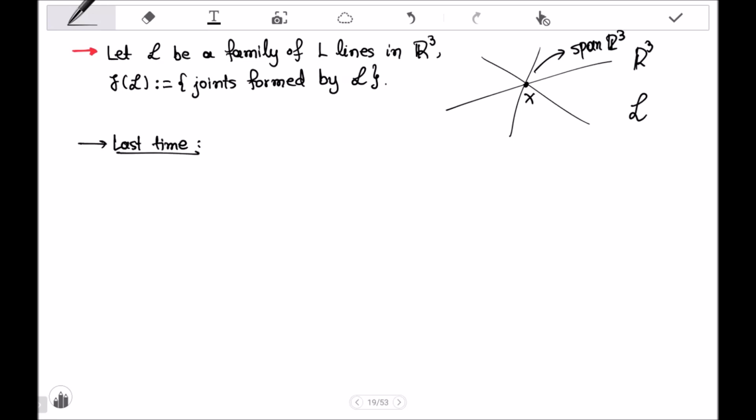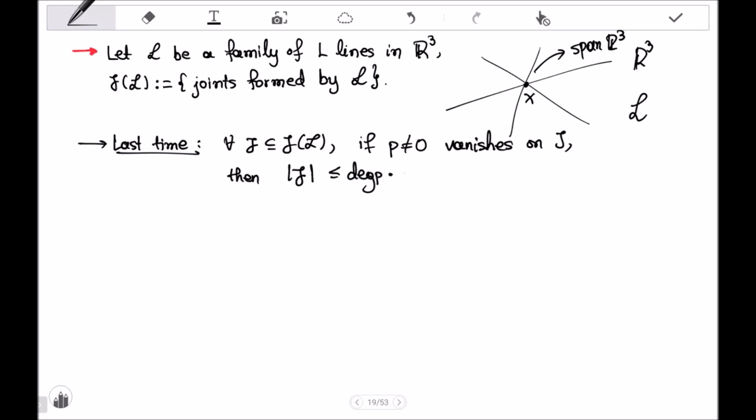We proved the lemma that controls the number of joints that we're looking at according to the degree of a polynomial that vanishes there. So that for every J subset of the set of joints, if we can find a non-zero polynomial vanishing there, then we can control J by the degree. The number of joints in that set is at most the degree of that polynomial times the number of lines. And we use this in combination with Dvir's vanishing lemma to control all the joints. They were at most number of lines to the 3/2 in R3.